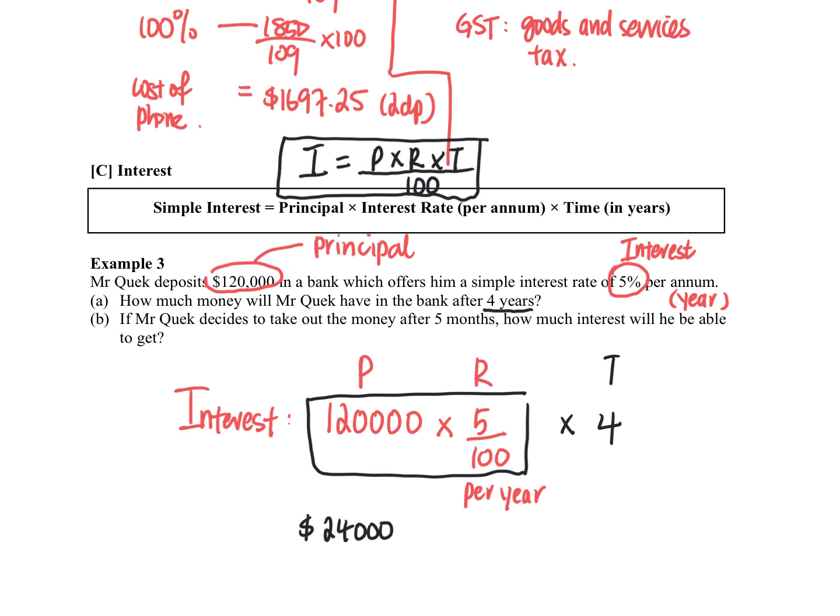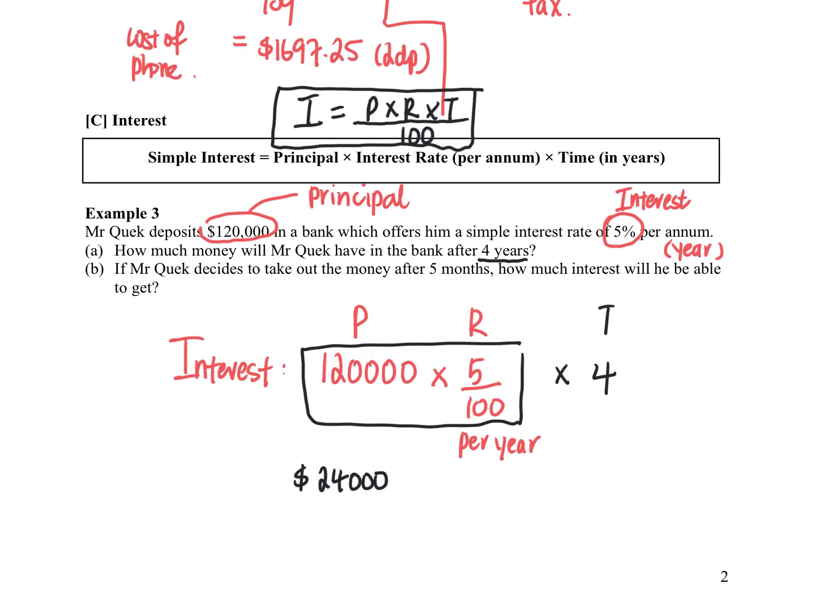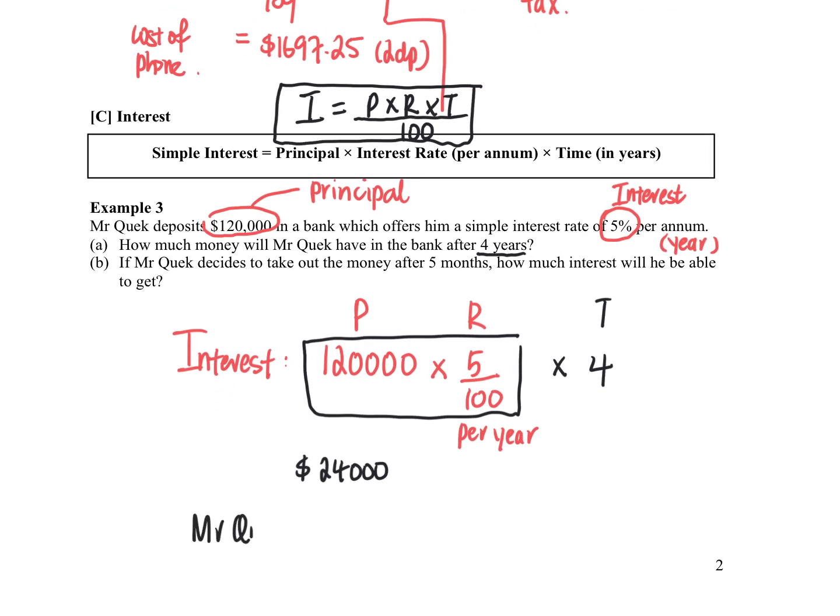$6,000, right? So for 120,000 you put in the bank, at the end of each year they give you $6,000. Understand? Okay, so how much money will Mr. Quek have in the bank? Mr. Quek will have the 120,000 plus the 24,000. No, 144. So this is the amount that he will get at the end of 4 years.